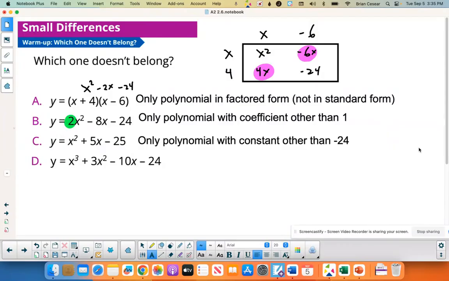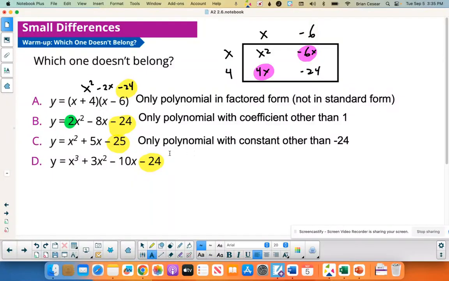Okay, so if you look at this one, well, let me use a different color. D has a constant negative 24, B is a constant negative 24, and A, although it's hidden, if you multiply the constant times the constant, we get the negative 24. You don't even need to FOIL the whole thing out. You could do 4 times negative 6, just constant times constant. That'll give you the constant term. So when you look here at this one, this negative 25 is a different constant.